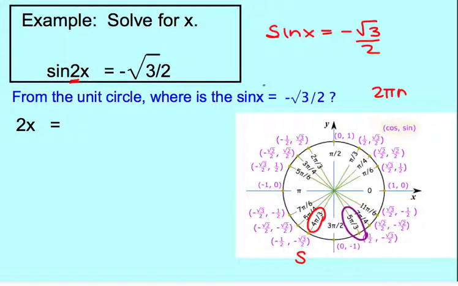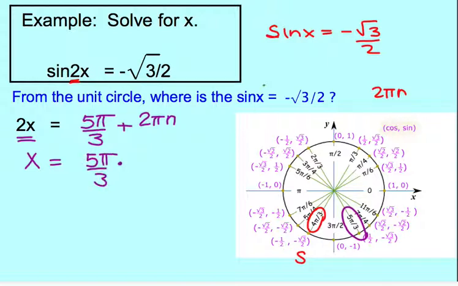Okay? So what we're going to do is we're going to set this 2x equal to 5 pi over 3. And then understand that this goes on forever. 2 pi, and then n is all the revolutions around. So we're going to solve this equation for x. So when you solve for x, you're going to divide both sides by 2. Now we have a fraction over here, 5 pi over 3. So instead of me dividing by 2, I'm just going to multiply by 1/2. And then the second piece, 2 pi n, I'm going to divide it by 2.